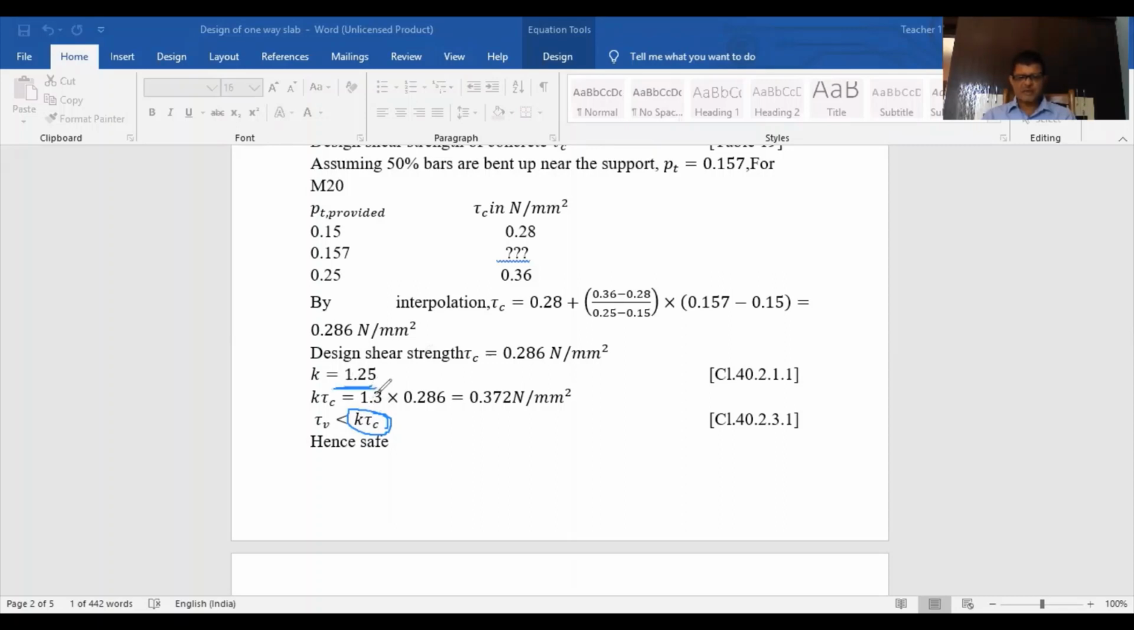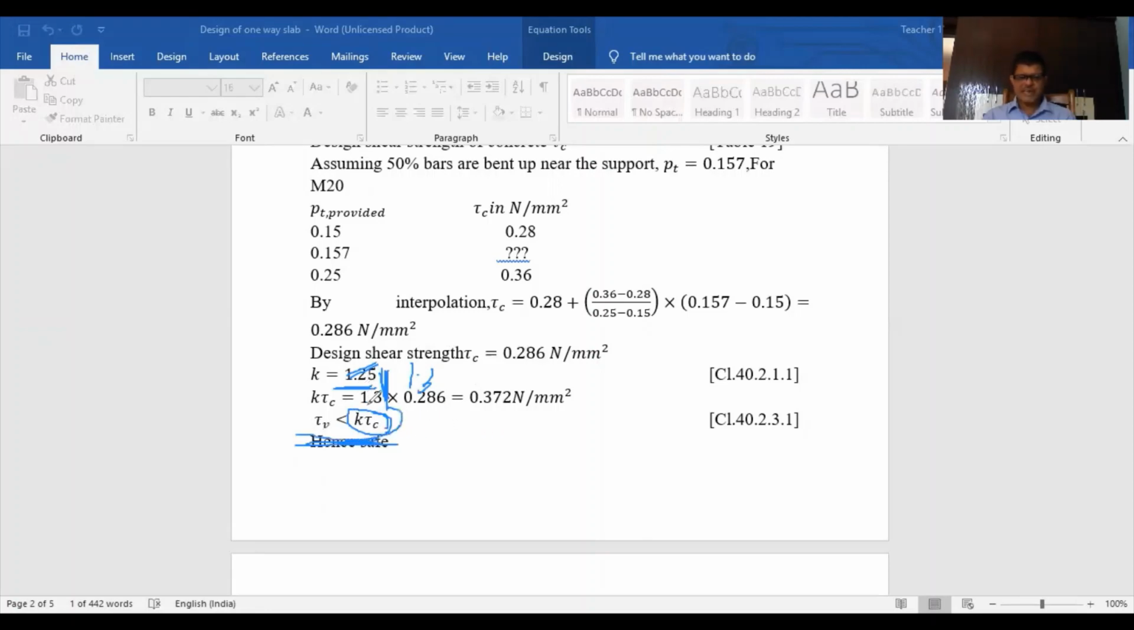So multiply by K into 1.25, and tau V shall be less than K tau C. So find the appropriate values of K and then multiply this. Maybe there's some calculation error, so please check that. So it depends on depth. Below 150, they have the standard value. That is 1.3 perhaps, not 1.2, 1.3. So for depth less than 150, there is some value perhaps, and more than 300, there is some other value, and in between there will be linear interpolation. So less than 150 means it is 1.3. So multiply 1.3, and tau V is less than K tau C.